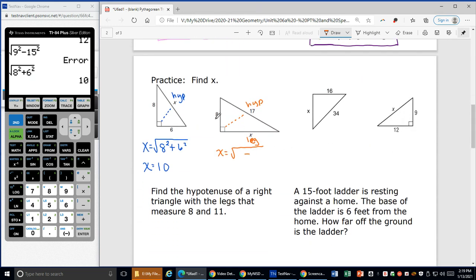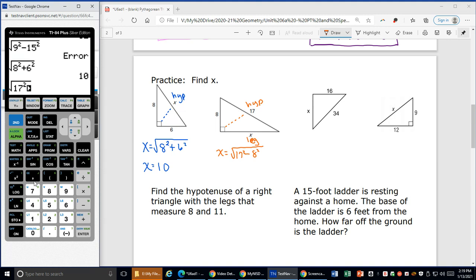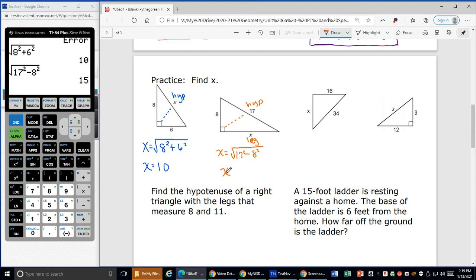My two numbers are 8 and 17. The hypotenuse, the bigger number, has to go in first or I'll get an error in my calculator. Don't forget to square them. So second x squared gives me my square root symbol, and then 17 squared minus 8 squared gives me 15. So x equals 15. Okay, let's look at the next one.